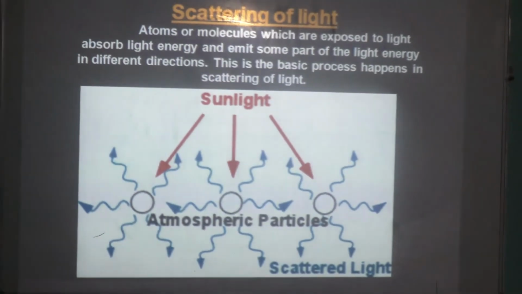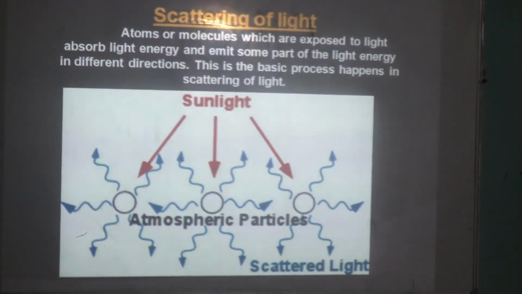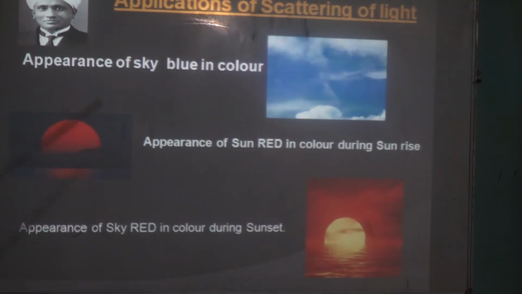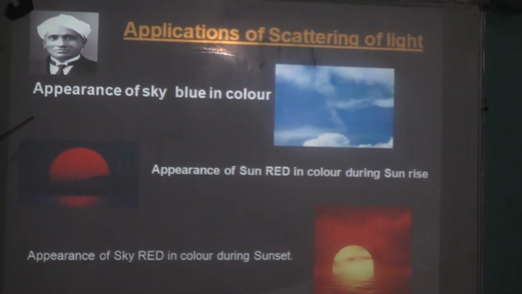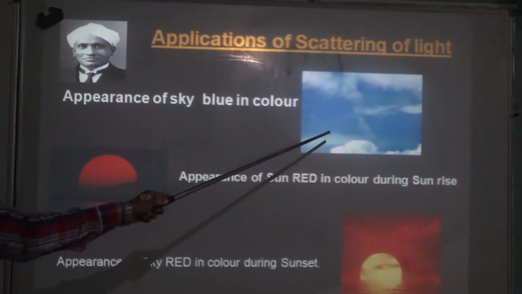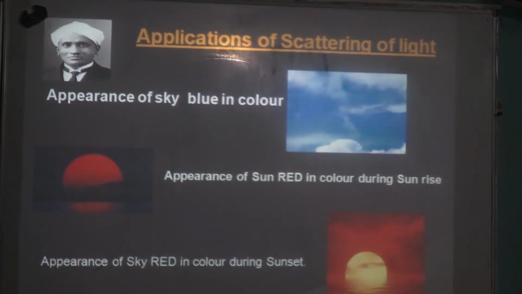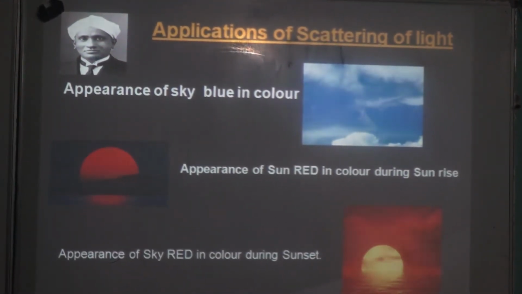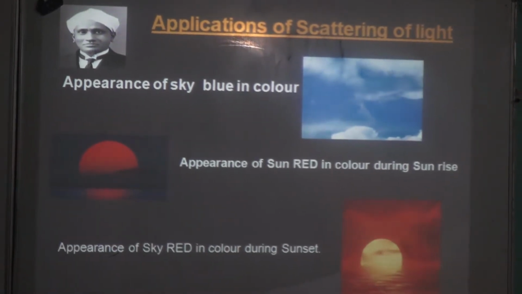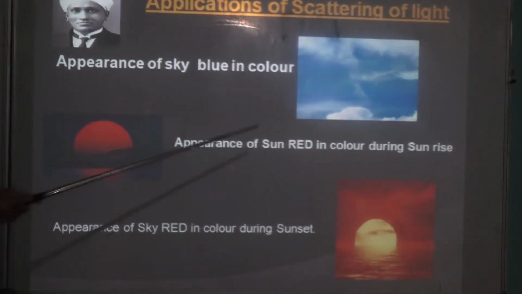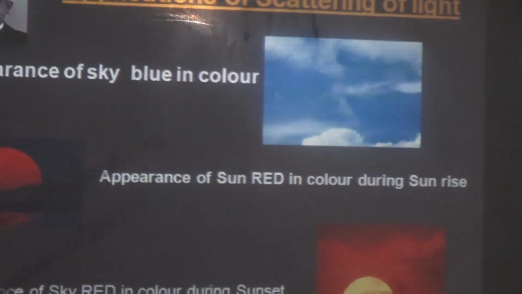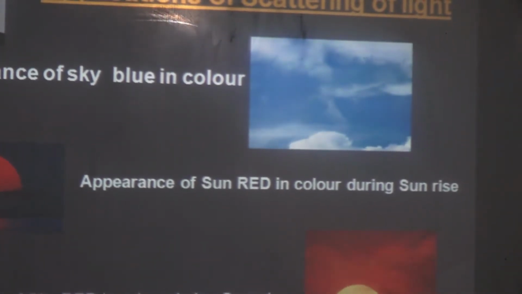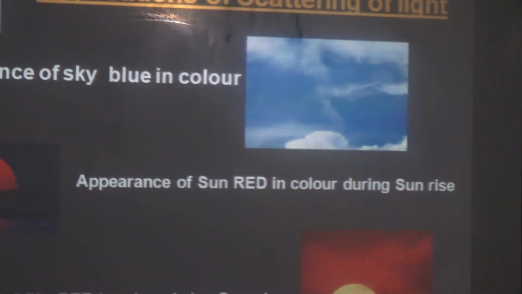And what is the application of scattering in our daily life? That is the most important. So, applications of scattering of light. First, the appearance of the sky as blue in color. The sky always appears blue in color. If you go up into the sky, it is black in color. But when you observe from the earth, it is blue in color. This is only the scattering by nitrogen and oxygen particles in the atmosphere.